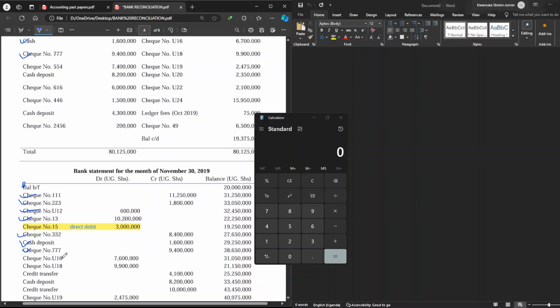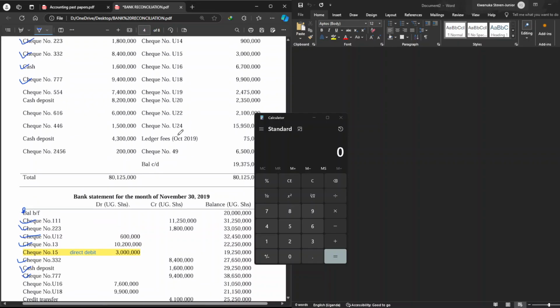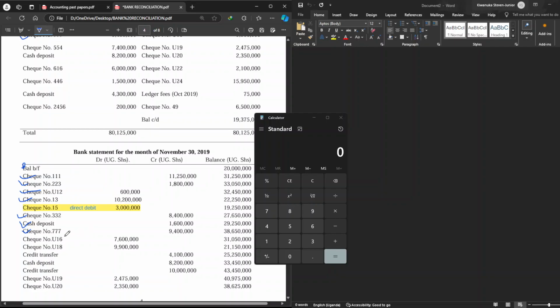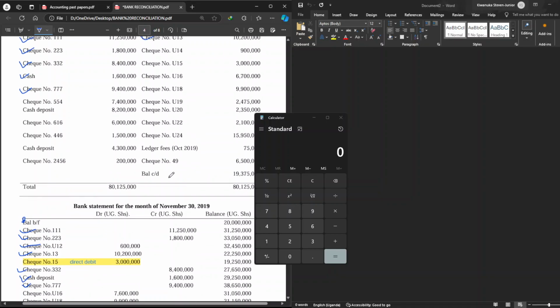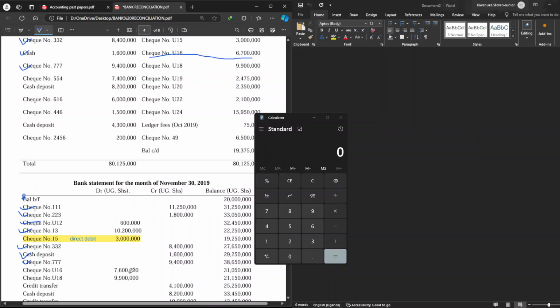So check number U16 is on the debit side, it should appear on the credit side. Check number U16, 7.6 U16. Now here it is true, it is appearing on the cash book, but there is an error. It is U16, this is 6.7, and here we have 7.6. So we have an issue with that.